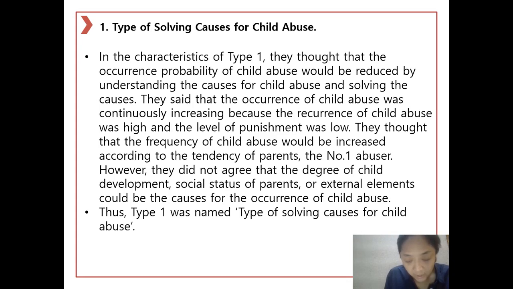They thought that the frequency of child abuse would increase according to the tendency of parents, the number one abuser. However, they did not agree that the degree of child development, social stage of parents, or external elements could be the cause for the occurrence of child abuse. Thus, Type 1 was named the type of solving causes for child abuse.